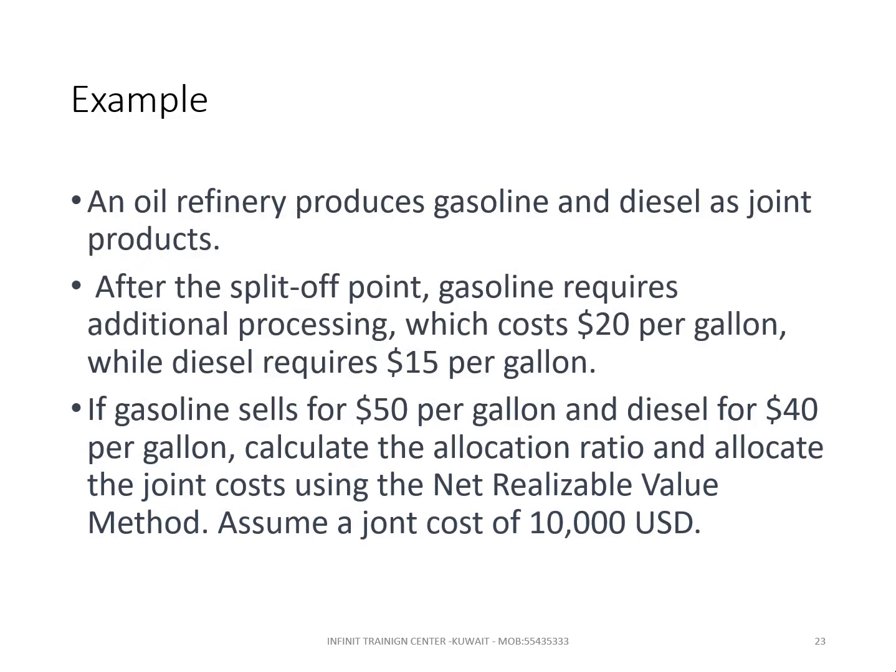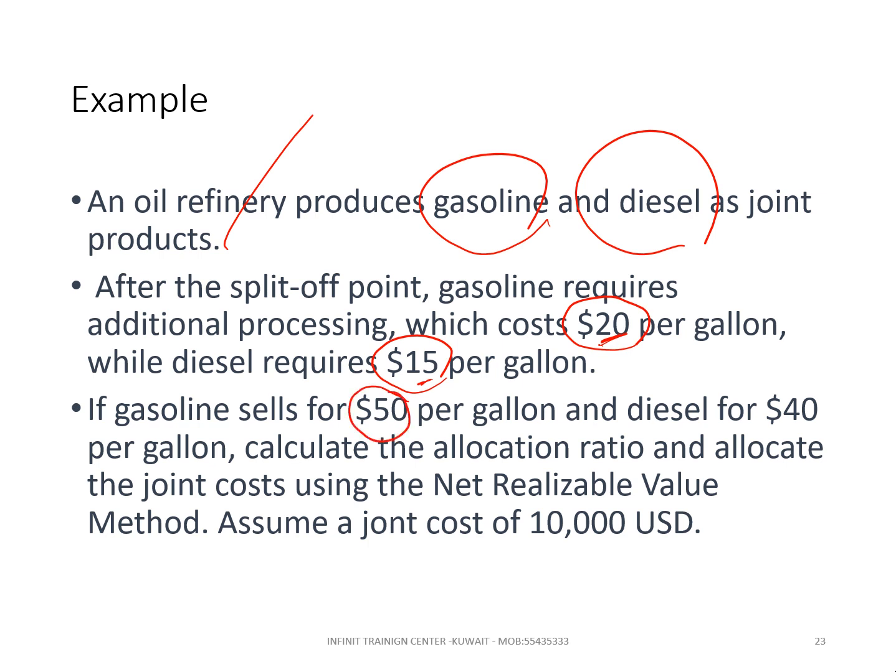Again, we have an example here. An oil refinery produces gasoline and diesel as joint products. After the split off point, gasoline requires additional processing, which costs $20 per gallon, while diesel requires $15 per gallon. So one product needs to be processed further and you have to spend $20, and diesel you have to process further, for that you have to spend $15. And gasoline is finally selling for $50, and diesel is finally sold for $40.